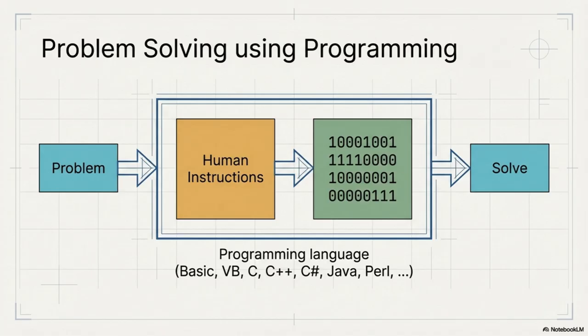So we have a problem, which is up to the human instruction. For example, the programmer, the software engineer, gives instruction to a machine, for example, machine language, in the form of binary, and then to solve the machine problem, they use programming languages. We have C, BASIC, VB, C#, Java, Perl, and many others as well.